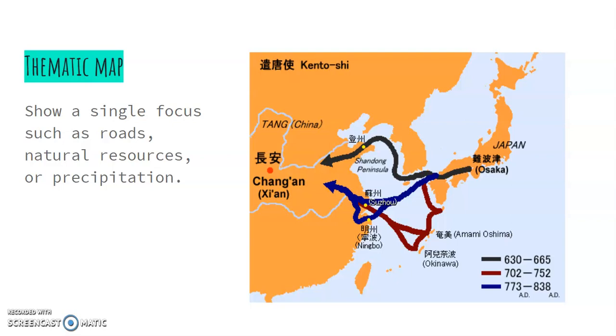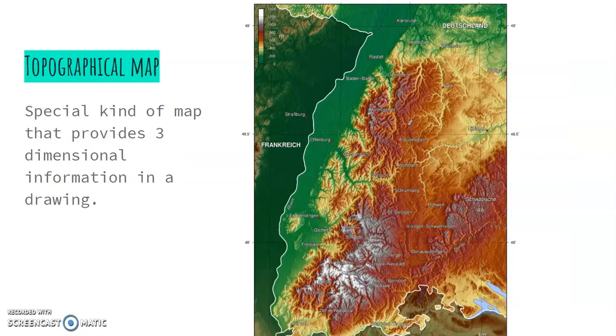Thematic maps show a single focus such as roads, natural resources, or precipitation. This map, again, is showing you that single focus or theme by showing you the lines, the arrows going from Japan into China with the dates accompanying them. Topographical maps are a special kind of map that provides three-dimensional information in a drawing. This is very similar to a physical map, just with more detailed information, and if it was in a 3D image, you'd be able to see those details of the map more clearly.